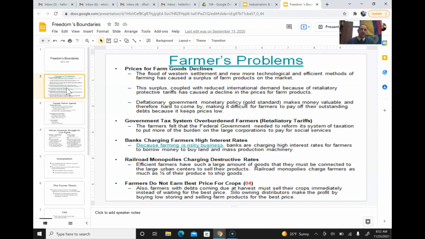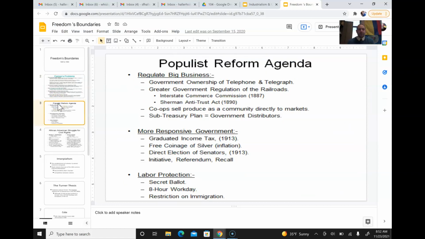So there's going to be a quest, at least among populists, to try and regulate businesses and regulate farm prices. They're going to look for government ownership over certain industries. They're going to look for co-ops to sell their food to markets a little bit cheaper. But there's also a way to try and reduce the potential of the gold standard.